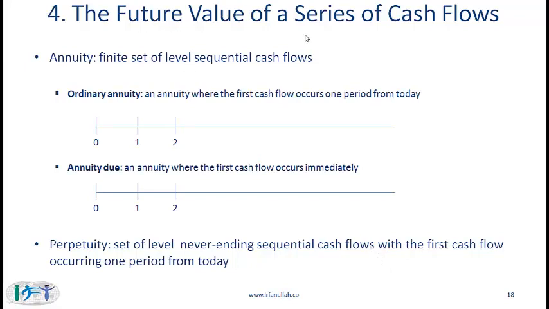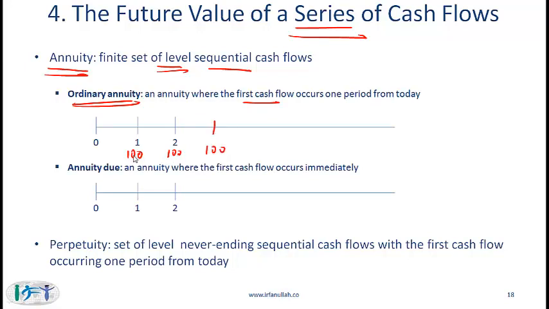Moving now to the future value of a series of cash flows. And first, let's just understand some terminology. An annuity is a finite set of level sequential cash flows. Level means equal, and sequential means that the cash flow is happening at equally spaced points in time. So an ordinary annuity is one type of annuity where the first cash flow occurs one period from today. Let's say that you receive $100 1 year from today, another $100 2 years from today, and then another $100 3 years from today. So this is an annuity.